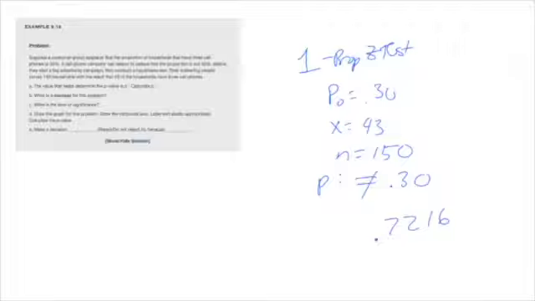So because p is greater than alpha, we do not reject the null. Meaning that at the 5% significance level, we do not have sufficient evidence that the proportion is not 30%.